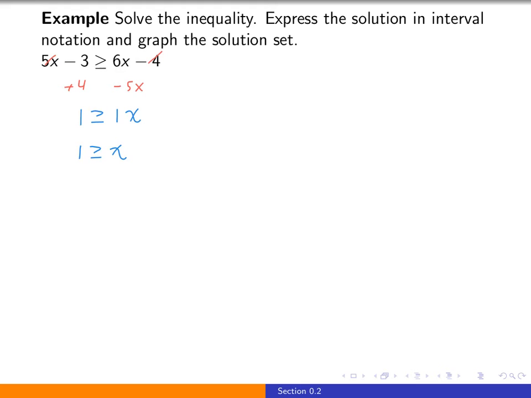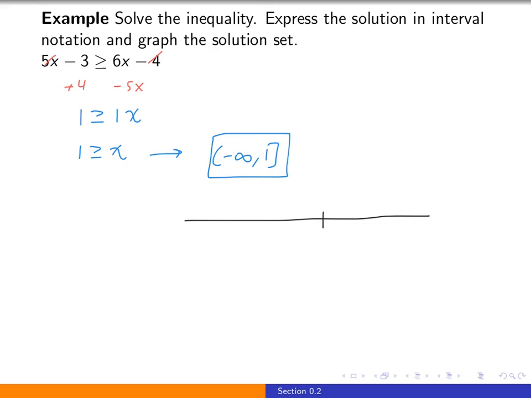So expressing this in interval notation, we're thinking in words, x is everything less than or equal to 1. So this would become minus infinity up to and including 1. So this would be our solution expressed in interval notation. In terms of a graphical approach, we want to include 1, so a closed circle, and everything to the left should be shaded in.